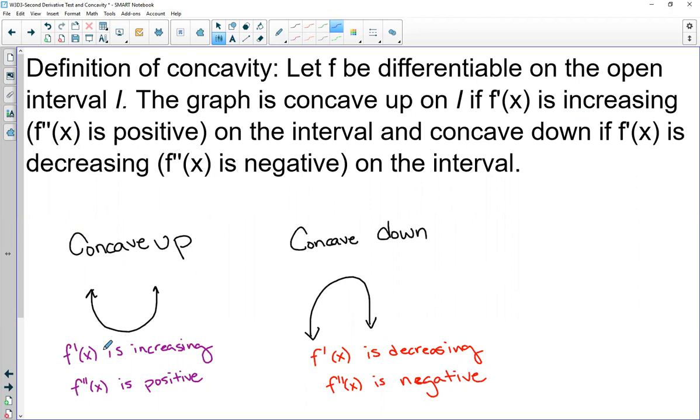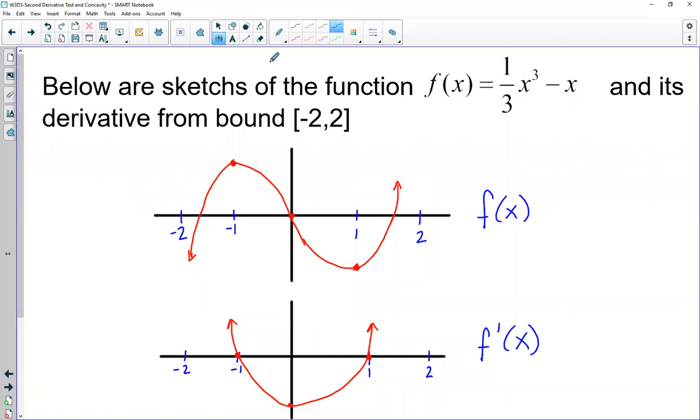So if we're concave up, we know the derivative will be increasing, so our velocity is increasing, and our acceleration will be positive. We're going to be concave down if our derivative or our velocity is decreasing. In that case, our acceleration or the second derivative will be negative. So below are sketches of the function 1/3 x cubed minus x and its derivative on the bounds. This is just a nice little example to see what happens when certain things occur.